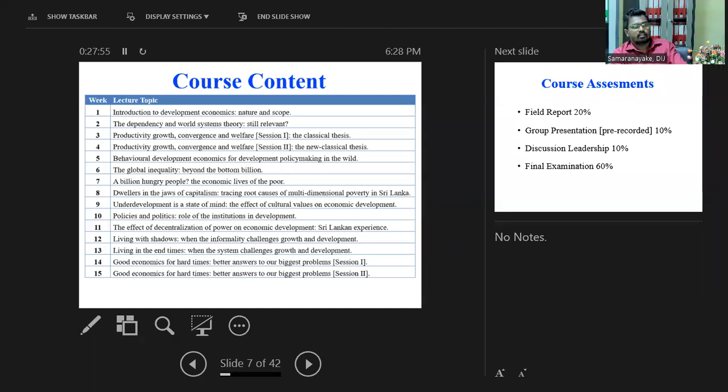And then the 10th one is also really important, especially referring to the Sri Lankan context now. Policies and politics are all of the institutions in development. We will have a very good discussion about the role of policies and politics when it comes to the institutional framework, which is very important in development.